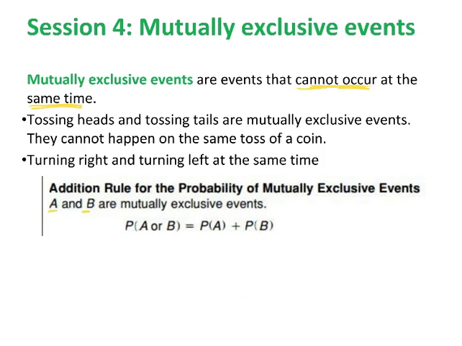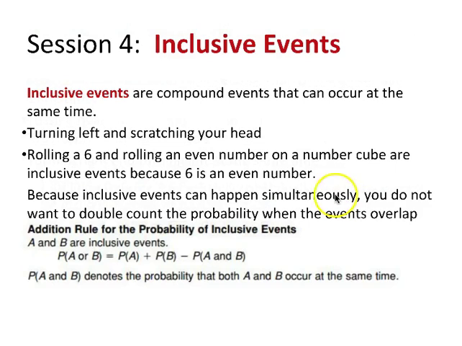Are you ready for an example? Oh, not quite yet, not an example. Before we do that, we're going to look at mutually inclusive events. So inclusive events are the opposite of exclusive events. They are events that can occur at the same time.